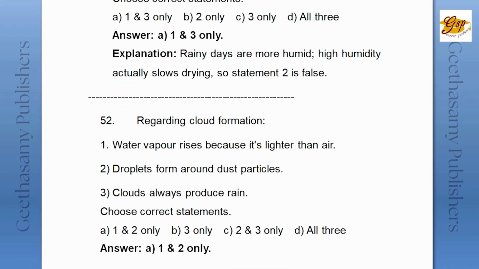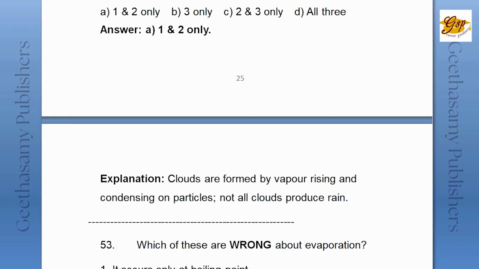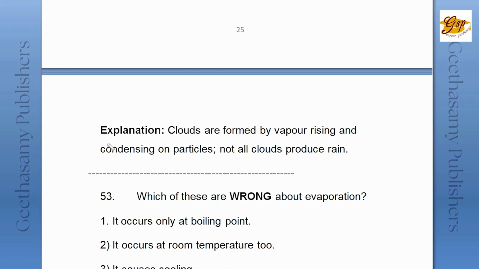And the 52nd question, regarding cloud formation. 1. Water vapor rises because it is lighter than air. 2. Droplets form around dust particles. 3. Clouds always produce rain. Choose the correct statements: 1 and 2, 3, 2 and 3, all 3. The correct answer is 1 and 2 only, because all clouds need not produce rain. Clouds are formed by vaporizing and condensing particles, so not all clouds produce rain.